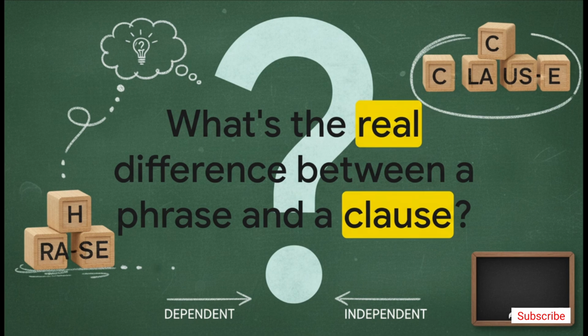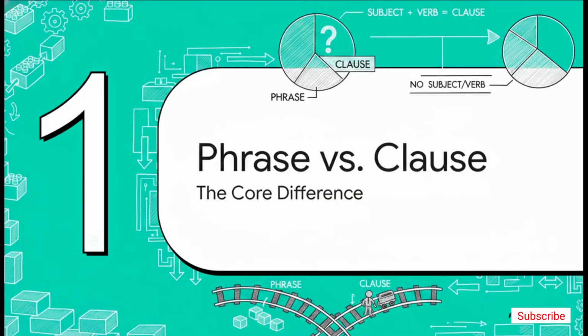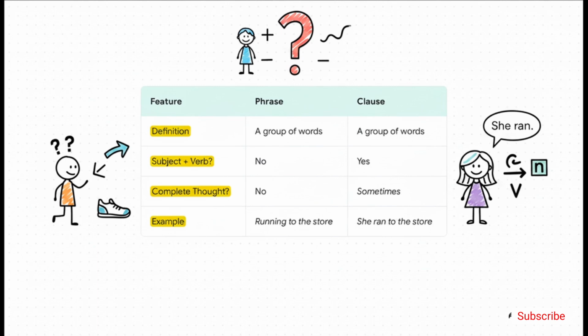It's a question that stumps a lot of people, but trust me, understanding this one little distinction is the key to becoming a much more confident writer. So let's break it down. All right, first up, the core difference. Let's get this sorted out once and for all so you can clearly see what separates a phrase from a clause. Okay, this table here makes it super simple.